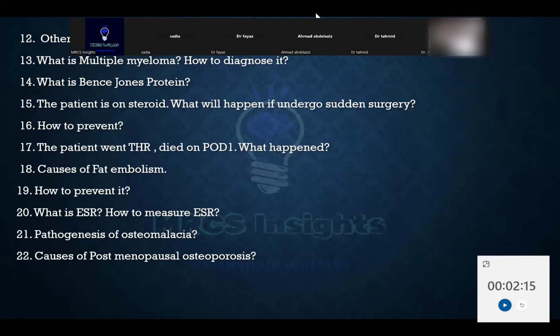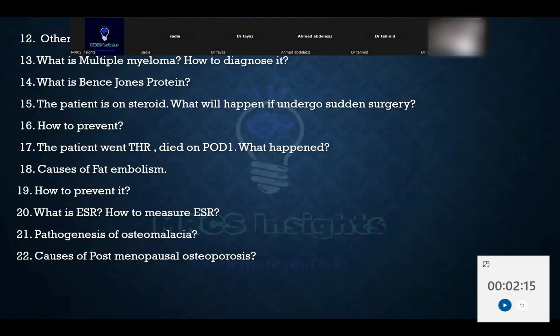If the patient is receiving more than 5 milligrams of steroid, he would receive 100 milligrams of hydrocortisone at induction and 20 milligrams post-operatively. Post-operatively, if he is tolerating feeding, he will receive 20 milligrams on the next post-operative day. Once he tolerates feeding, he will continue on double the oral dose.